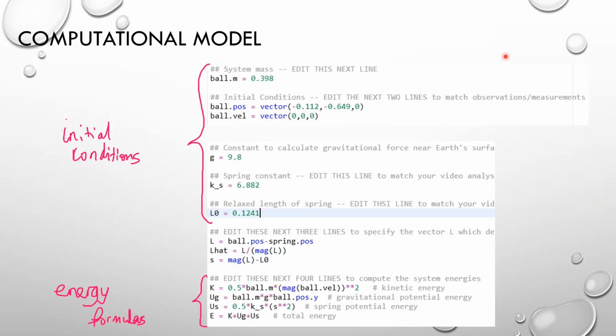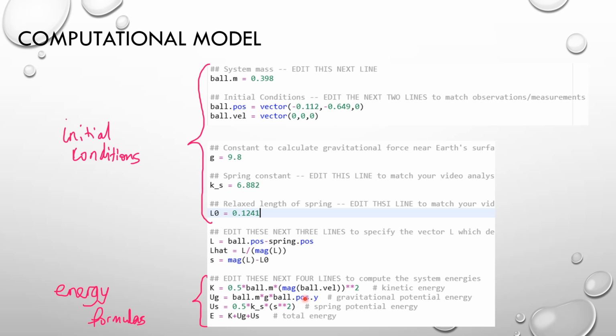So let's talk about our computational model. First of all, we state our initial conditions. We've got the ball mass, the initial position, and the initial velocity vector. This is to match the observations when we took our video in the Tracker app. We then state some basic things: the gravitational force, the spring constant, and the relaxed length, all of which we match to our video.